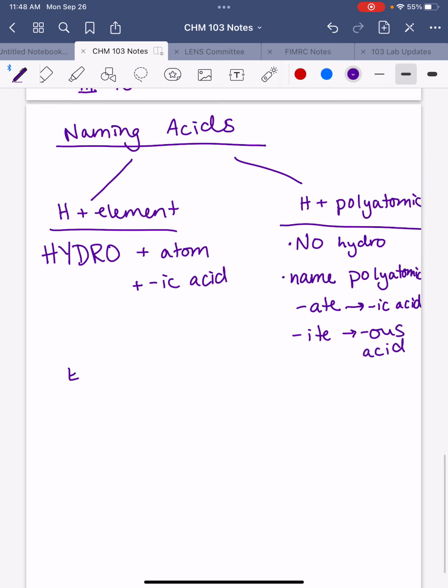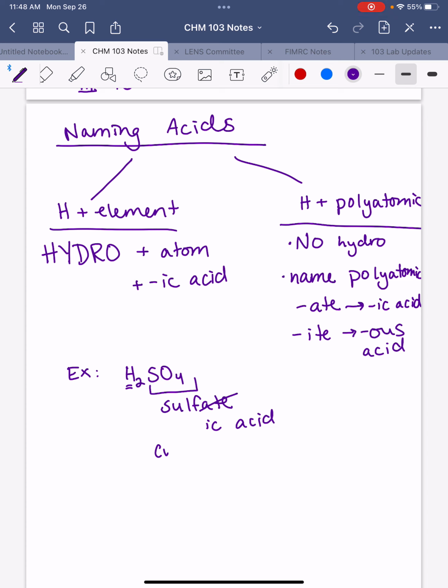So let's look at an example. Let's say that I have H2SO4, okay? What is this thing? Well, this is sulfate ion. I know I have H in front, so it's an acid. Sulfate gets its name changed to ic acid. So this is sulfic acid. The correct name is sulfuric acid, but I would accept either one because it demonstrates your knowledge of how you apply the naming rules. So we'll name this as sulfuric acid, although I would also accept sulfic acid.